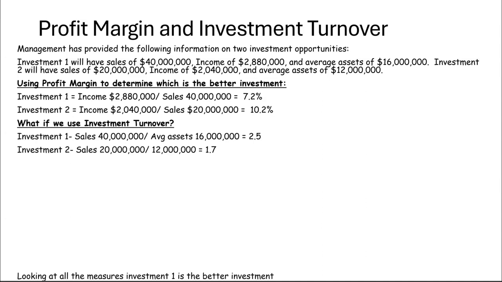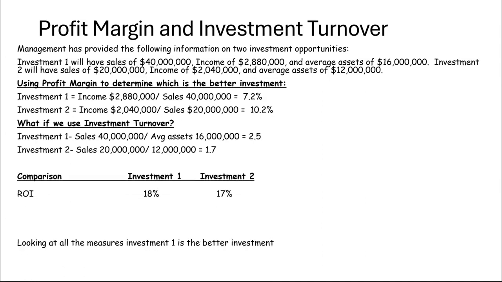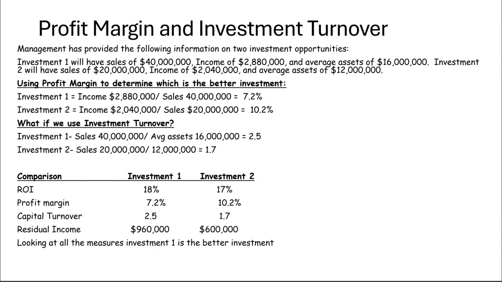So let's take a look at all of our investments. Let's look at all of our ratios and see which one looks better. And I would say still investment 1 looks better. They use their assets more efficiently, and they have a little bit better rate of return, but they also have more residual income. But it's still a hard one to call. I think at this point you'd want to look at the management team, because let's face it, they're going to decide whether this happens or not.